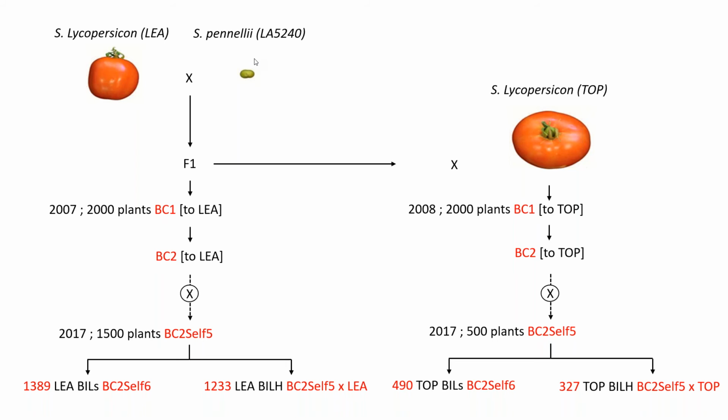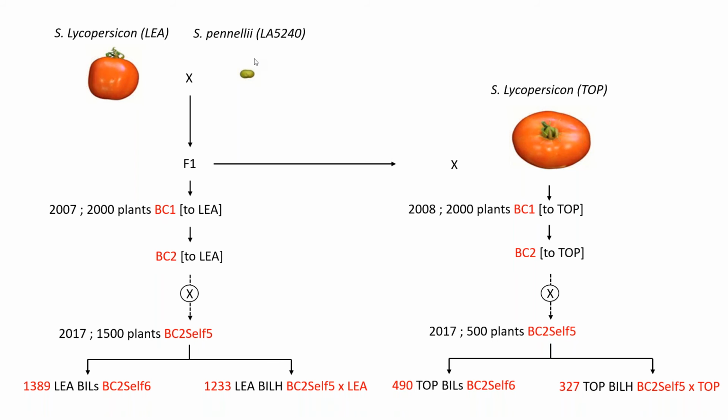So in 2017, we crossed this Pennellii to a modern cultivated determinate tomato for processing tomato. We call it Leah. So we produced an F1 hybrid. This F1 continued into two different pathways. The first is a backcross 1 back to the Leah background to create 2,000 plants, backcross 2. Then we continued with selfing until we got backcross 2 self 5.